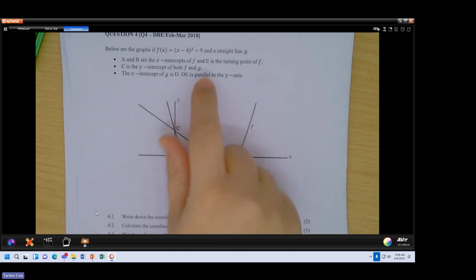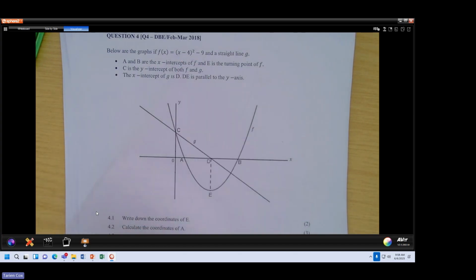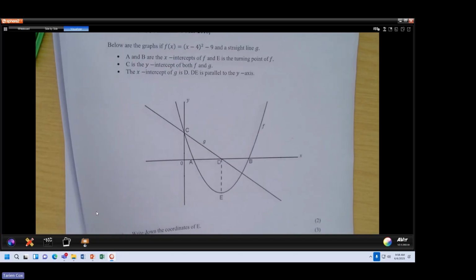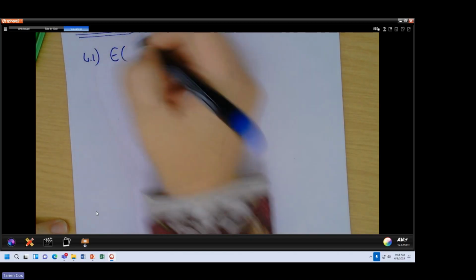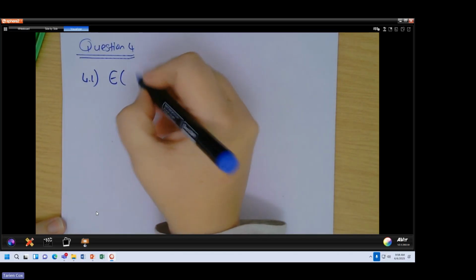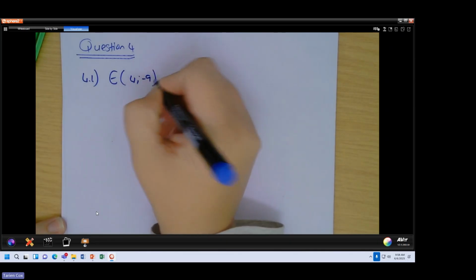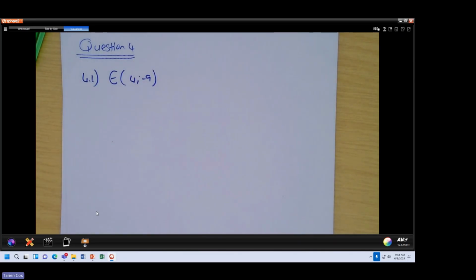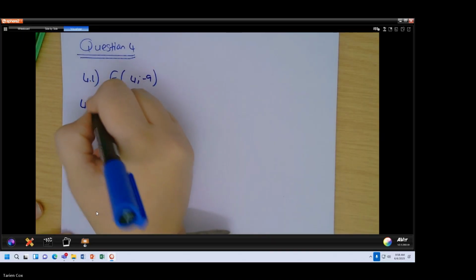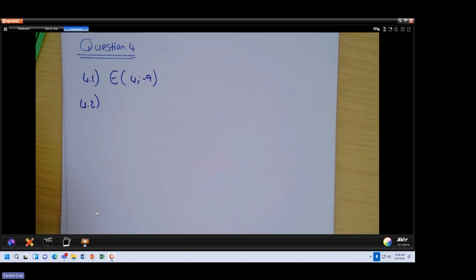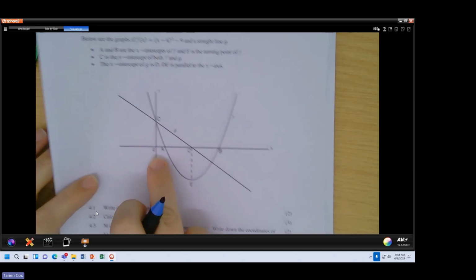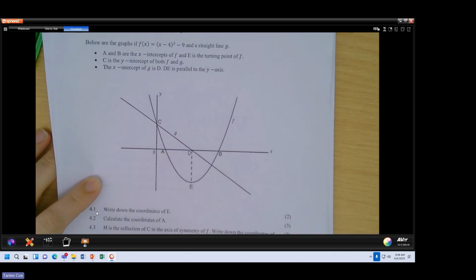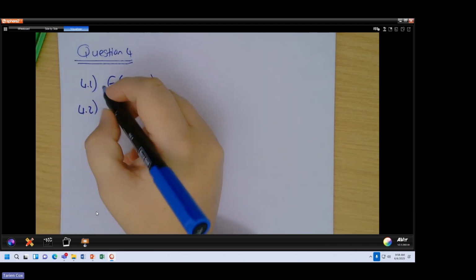And remember, we said that we received our function in turning point form. So that should have been fairly easy for you to write down. So all you have to write down is the fact that E is the coordinate of 4 and negative 9. Right? At 4.2. Calculate the coordinates of A. So A would be the x-intercept. So it means I need to go and find my x-intercept, make y 0. That is what we learned.